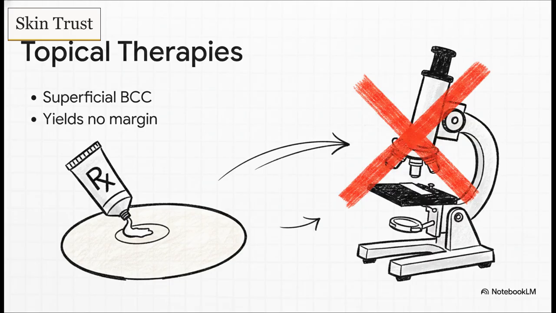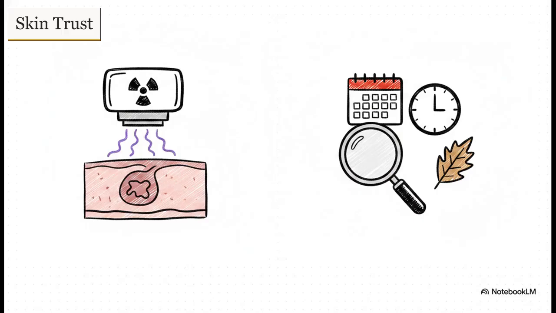However, this is the vital trade-off. They yield absolutely no margin specimen. Because you cannot confirm microscopic clearance, these creams are not an interchangeable substitute for margin-controlled surgery in recurrent, infiltrative, or higher-risk disease. And that exact same boundary applies to radiation therapy.